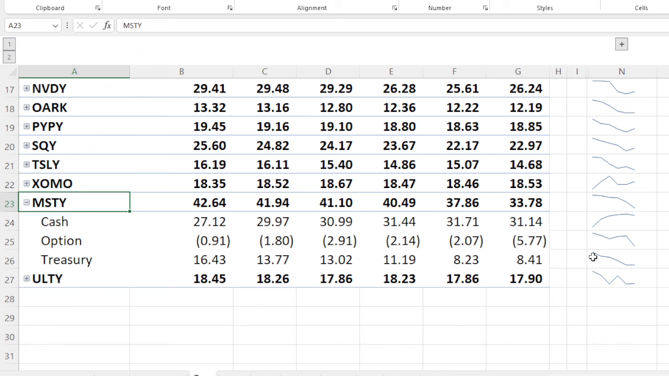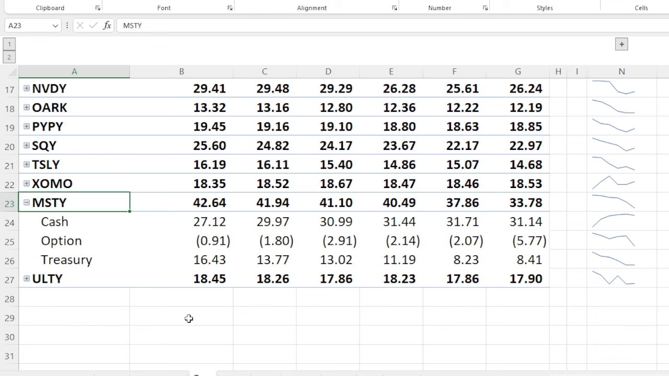And then MSTY, again, as I mentioned earlier, Bitcoin and the rest of crypto hit a snag. But even with this big drop in the ETF share price, it's still holding up much better than everybody else in the YieldMax team. And in fact, that's kind of crazy. The cash position actually increased, so that's pretty impressive.